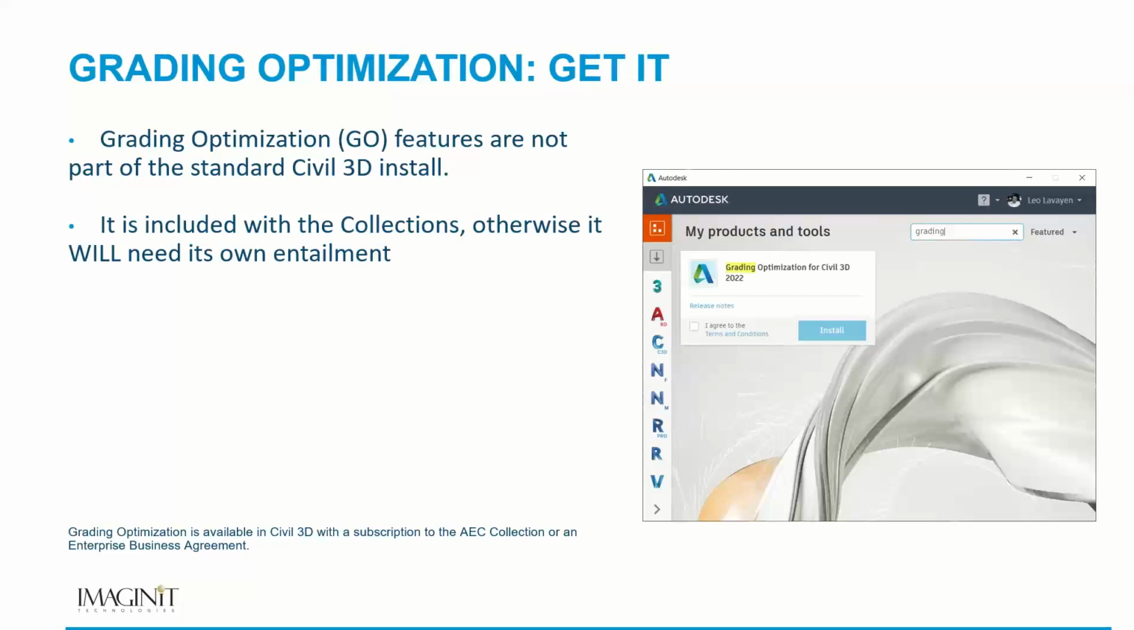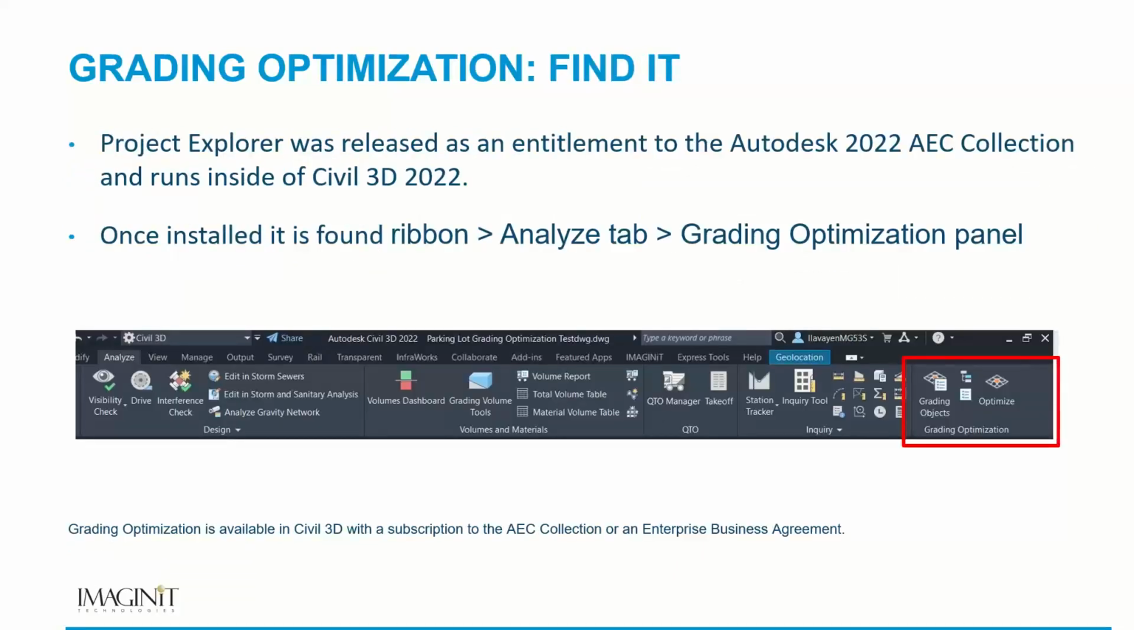I'll go ahead and tell you now that even if you do have it, it may not appear on the list. You may need to log on to the web and get it, because I know when it first rolled out for 2022, we had a little bit of a problem having those licenses show up. So just be aware, you have to go out there and download and install it. Once it's installed, let's talk about finding it. This was released in 2022 for the ACC collections. It runs inside of Civil 3D 2022, and once you install it, you're going to see it on the ribbon on the Analyze tab all the way to the right on the Optimization panel.